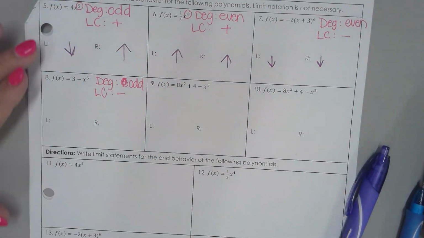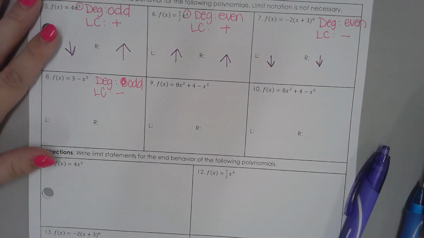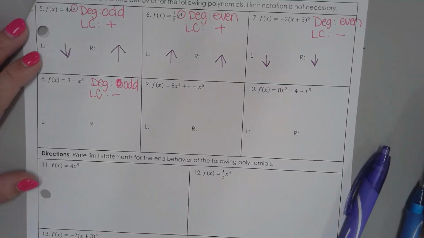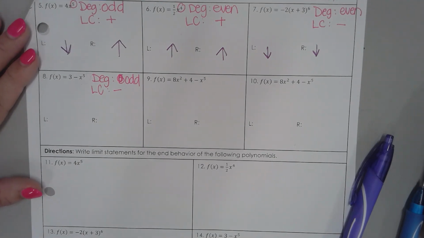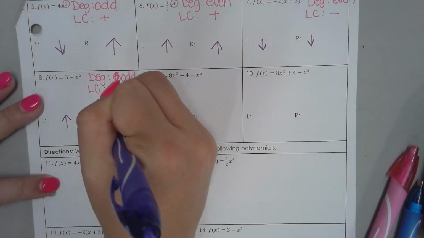Okay. Technically, that equation should be rewritten. You really want to write it to where it would be negative x to the 5th plus 3. But obviously that was put there to trick you. So odd degree, but negative leading coefficient would be up then down.